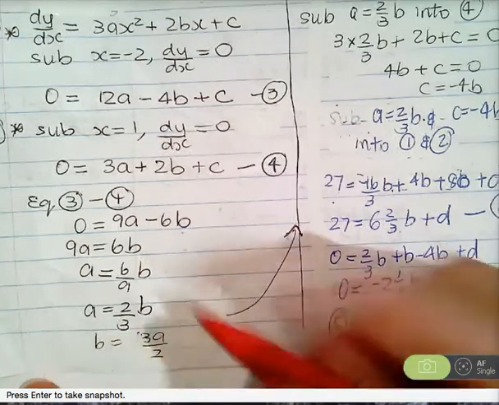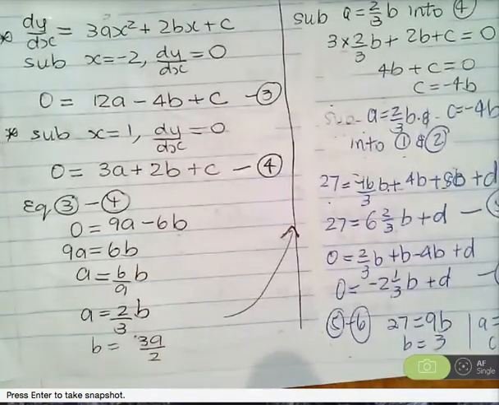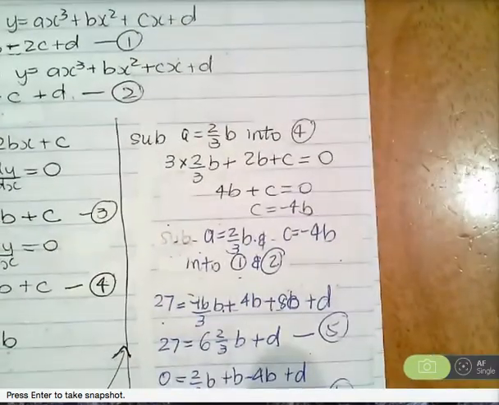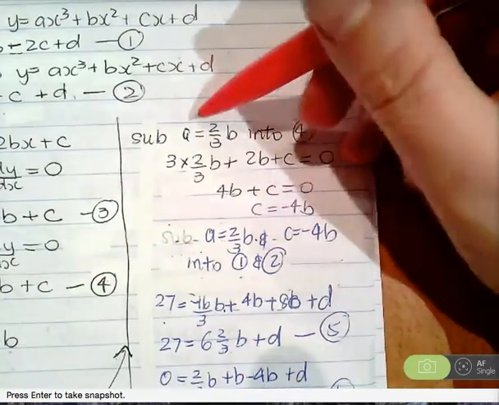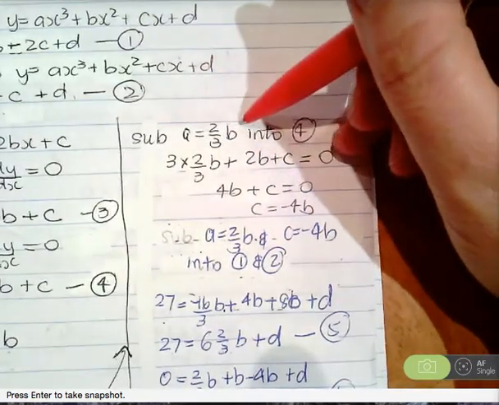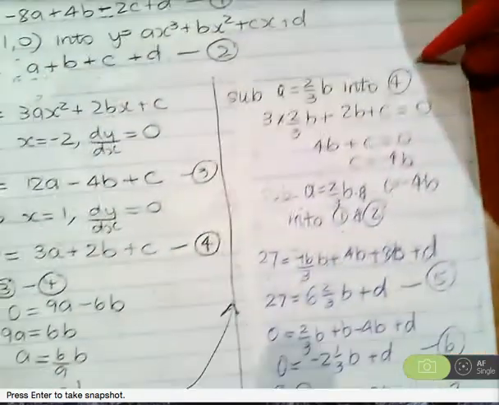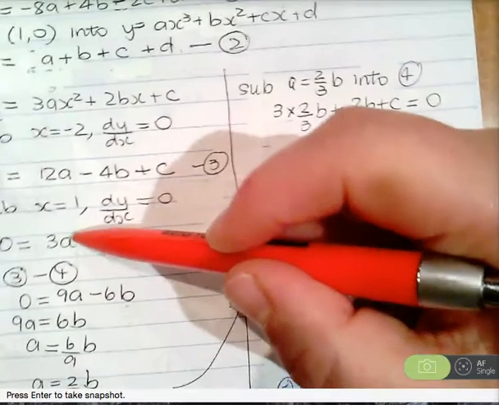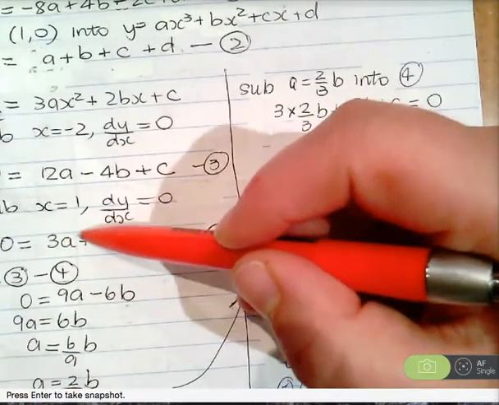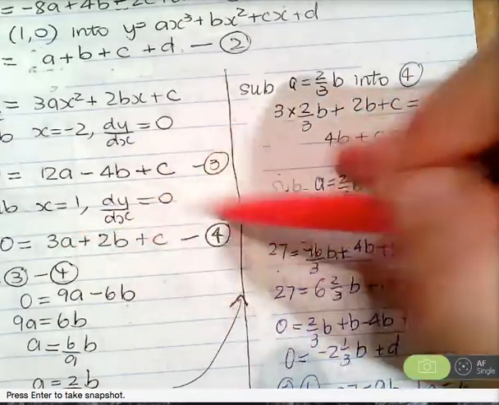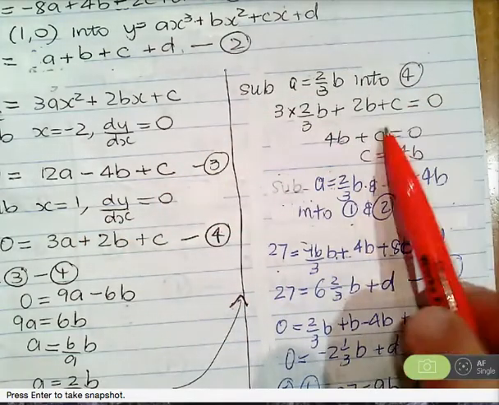Because I'm not sure which way we're going to use it, okay? Now, if we use that bit of information, substituting A is 2/3 B into equation 4, this equation 4 is now only going to be in terms of B and C.